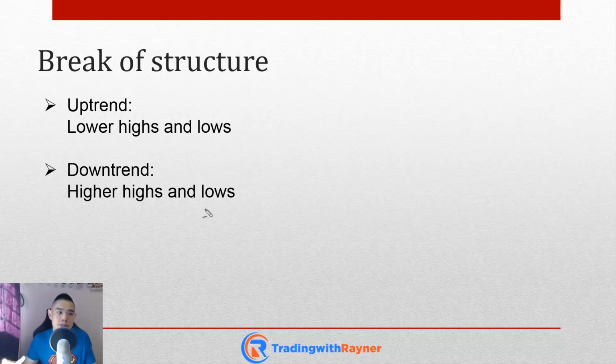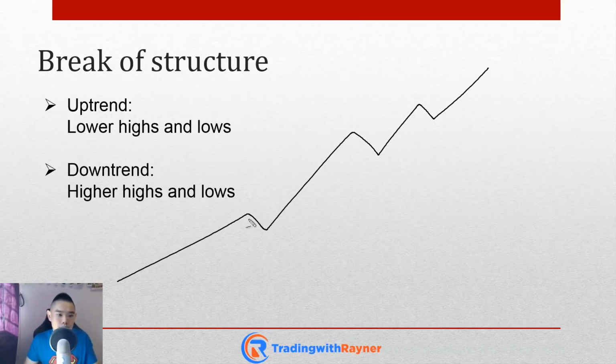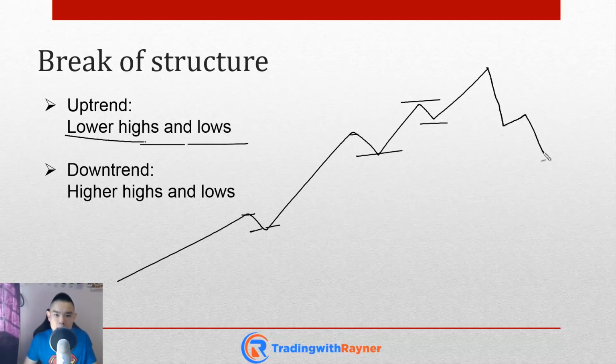A break of structure is quite straightforward. An uptrend consists of a series of higher highs and higher lows. Higher highs, higher lows. So when you get a break of structure, it means that you now have lower highs and lower lows. In this case, it breaks this. Now you have a lower high and lower low. So this clearly has broken the structure of an uptrend. This is what I mean by a break of structure, where the market structure has invalidated the previous trend.